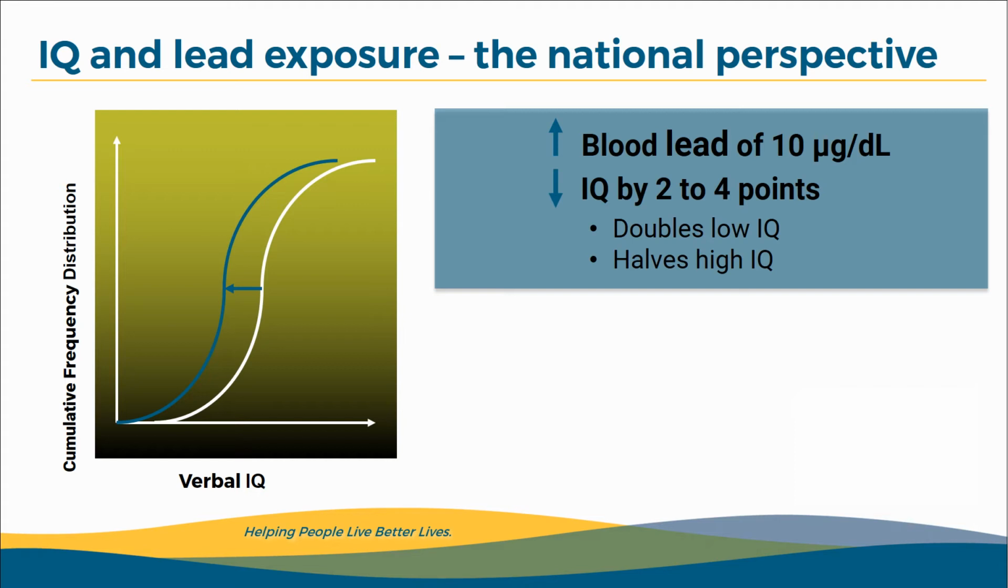There are many studies of the cognitive effects of elevated blood levels on IQ and other developmental functions. Canfield et al.'s 2000 research was one of the first to demonstrate the impact of blood lead concentrations below 10 micrograms per deciliter. The researchers found that every 10-point rise in blood lead levels is associated with a reduction of 2 to 4 points in IQ. From a national perspective, this means that a 10-point increase in blood lead levels doubles the number of children with lower IQs and halves the number of children with higher IQs.